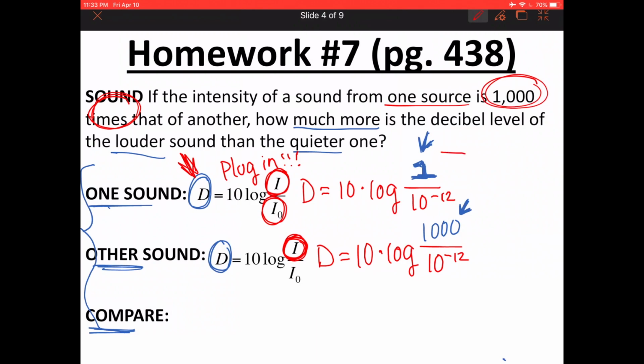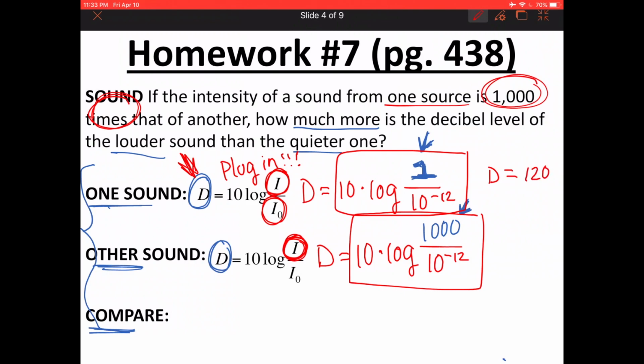So now I'm going to enter my first equation into the calculator and my second equation into the calculator. So for my first sound, I end up with a decibel level of 120. For my second sound, when I enter all of this into the calculator, 10 times the log of 1,000 over 10 to the negative 12. Don't forget to include your parentheses around the fraction. I end up with a decibel level of 150.